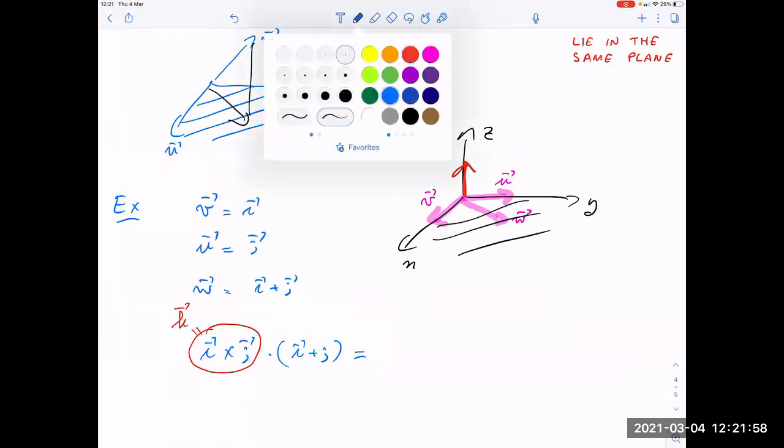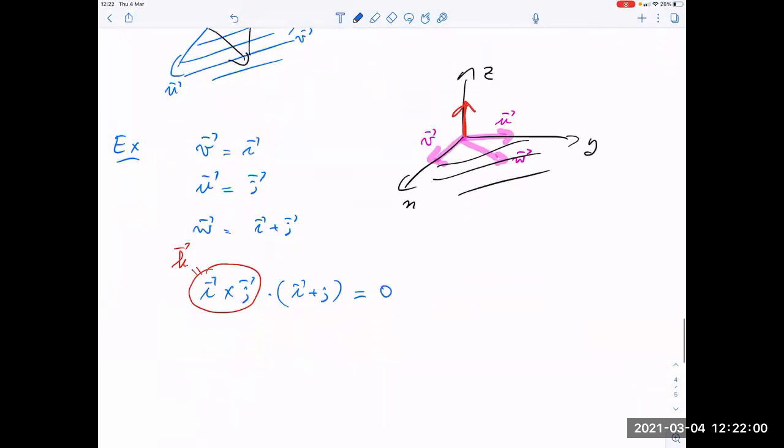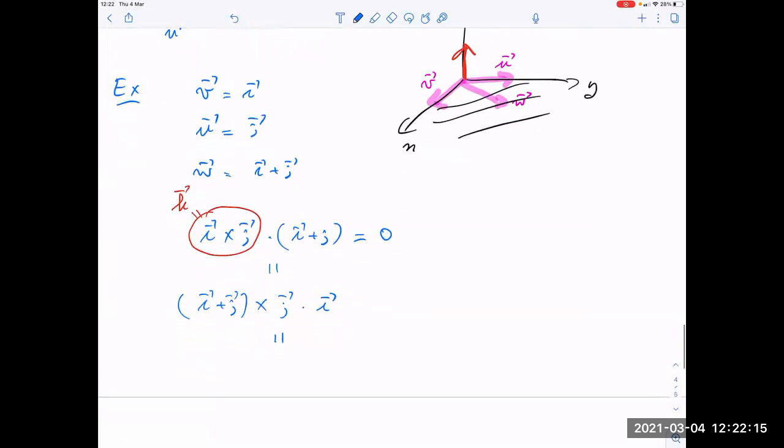And what is important, and you can see here, is that this is not changing if I do I plus J cross, say, J dot I, or if I do I cross I plus J dot J, because I'm just permuting, I'm moving them around, the answer will not change.